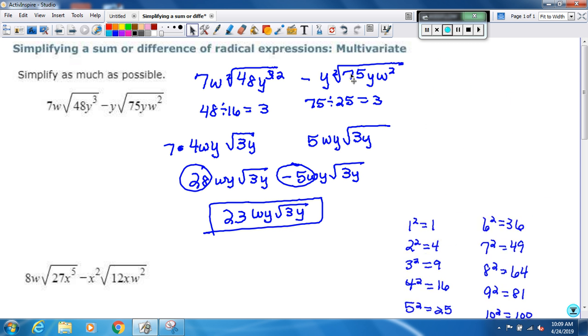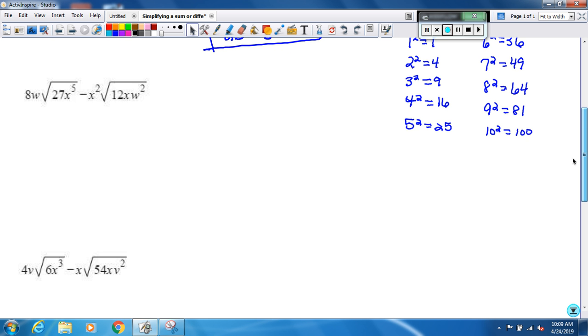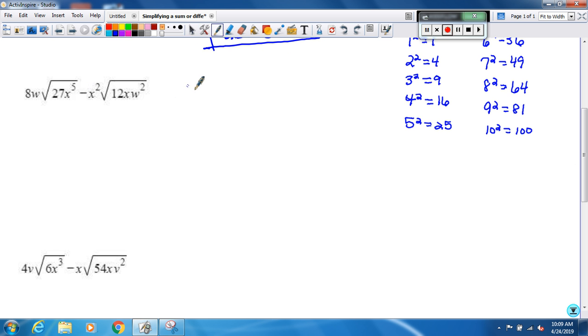Okay, the next one. One term at a time. 8w, the square root of 27x to the 5th. So take care of the 27 first. We can divide by 9. So 27 divided by 9 is 3. The answer you get after you divided goes underneath the radical. Because I use the 9, the 3 out front goes out front. Leave some space for your variables.